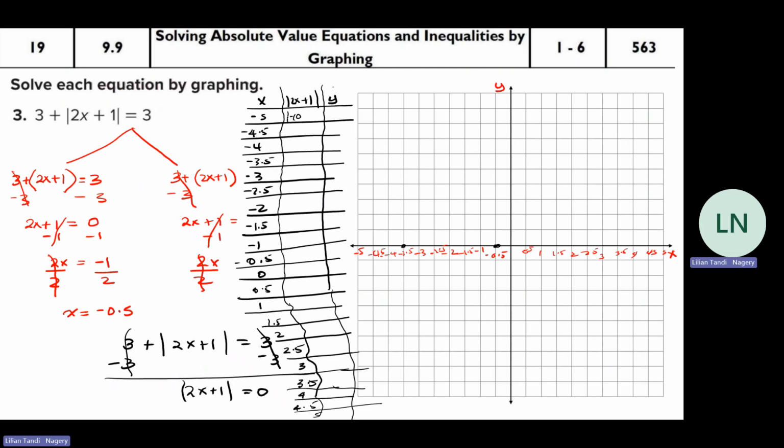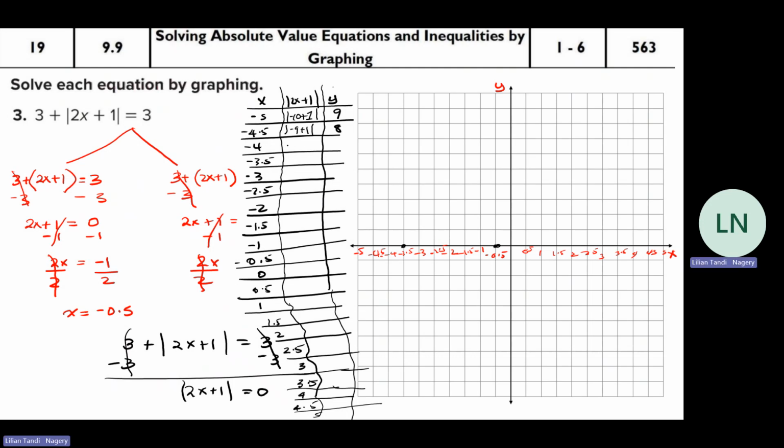2 times negative 5 is negative 10, plus 1 is negative 9. So the answer is 9, because absolute value cannot be negative. 4.5 times 2 is 9, so negative 9 plus 1 is negative 8. And negative 8, we cannot have it, because absolute value of a number cannot be negative. So negative 8 becomes 8.